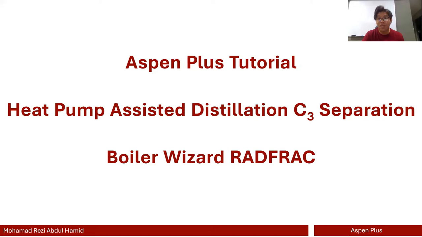So for this week's video, I decided to create a simulation related to heat pump assisted distillation for C3 separation. C3 separation here means a binary mixture, or two-component mixture, containing propylene and propane. To separate propylene and propane, or to simulate their separation in Aspen Plus, we usually use RADFRAC, which is also true in this particular simulation.